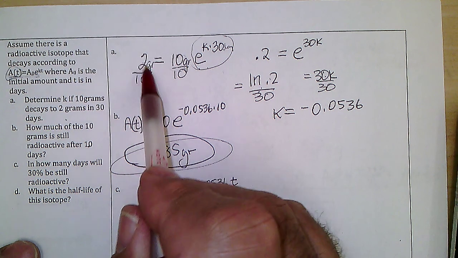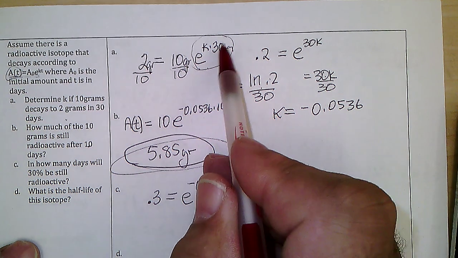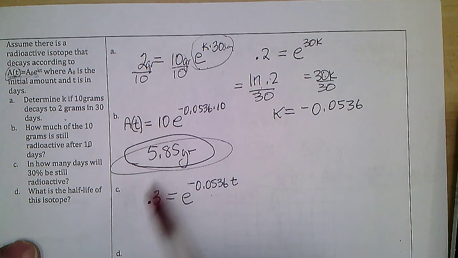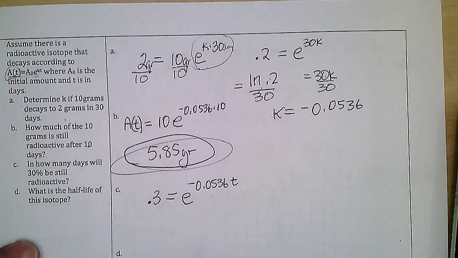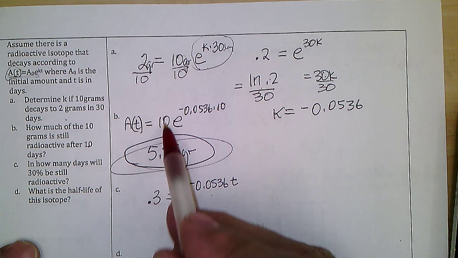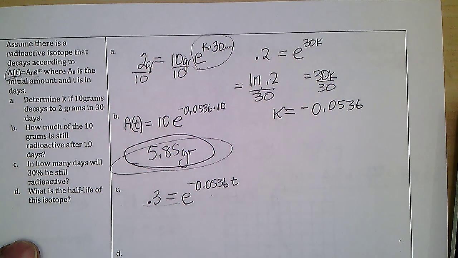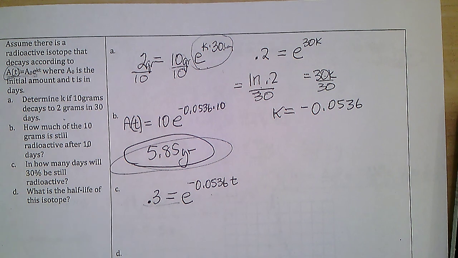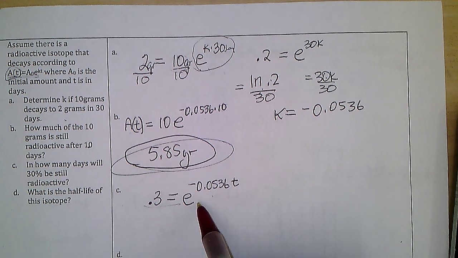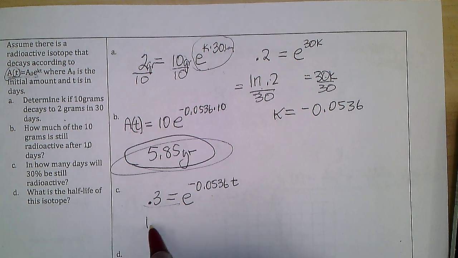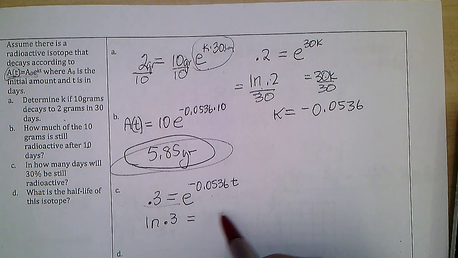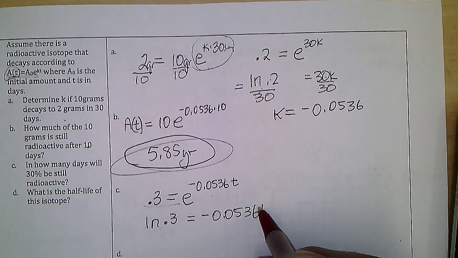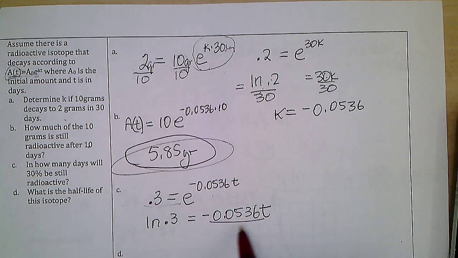You could put 3 equals 10 e to this power and then work this out. Put 3 here and leave a t there. But when you divide 10 into the 3, you get 0.3. So that's how you get the 0.3, or the 30%. You need to solve this, so we write this as a log, and so we get ln of 0.3 equals negative 0.0536t. So you divide by this.